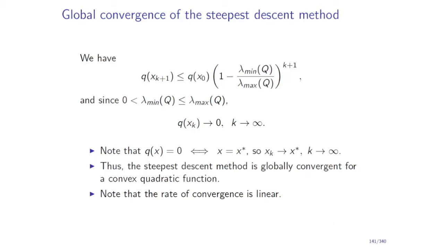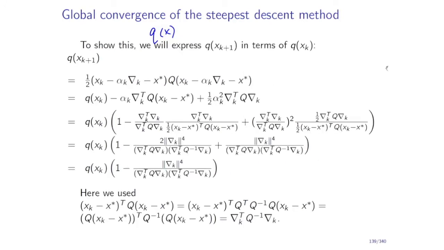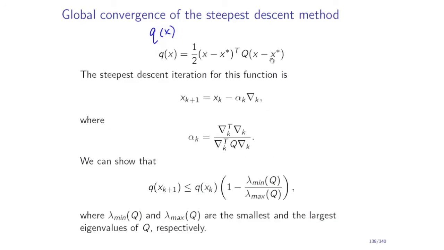When we consider this quadratic function q of x, we can actually show that we have the following relation between q of xk plus 1 and q of x0. And let me actually show you what q of x is. So we actually analyze the convergence for this function. Here we can clearly see that the global minimizer is achieved at the point x star, and the global minimum value for this q of x is equal to 0.